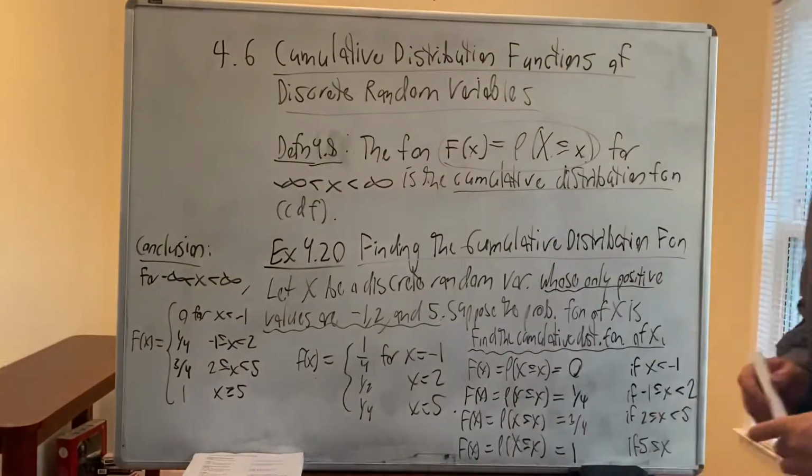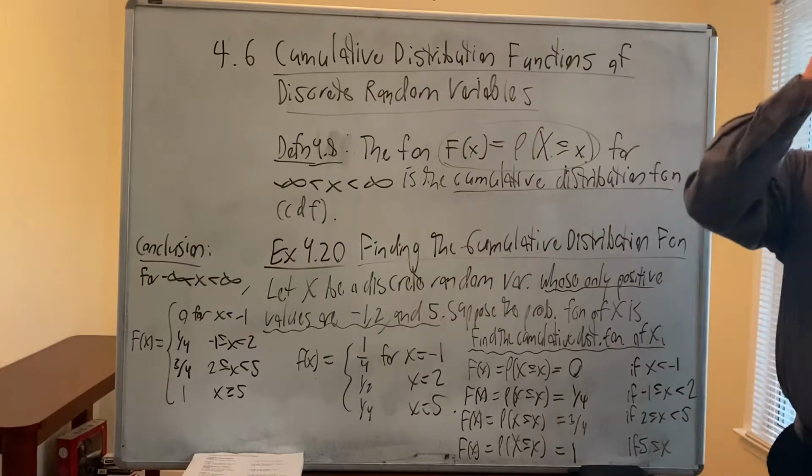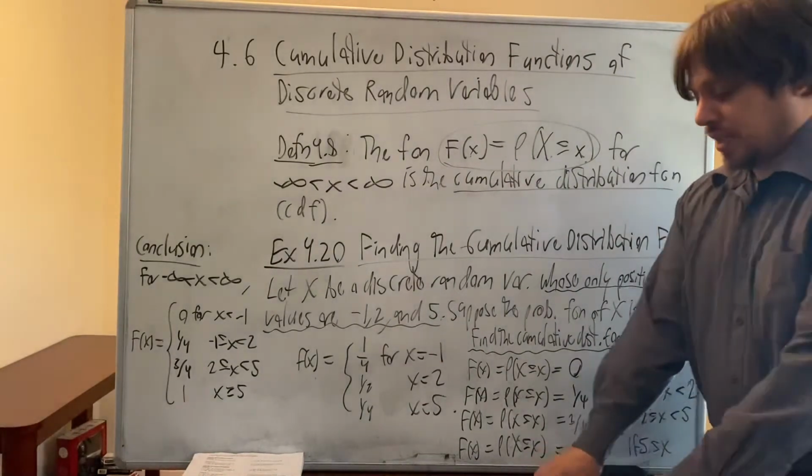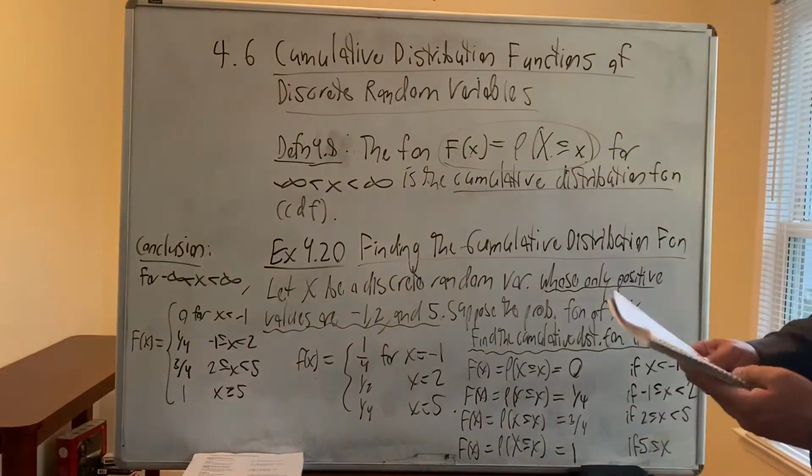Good, so capital F of x is that. It's a cumulative distribution function. Okay, so then that's the conclusion.